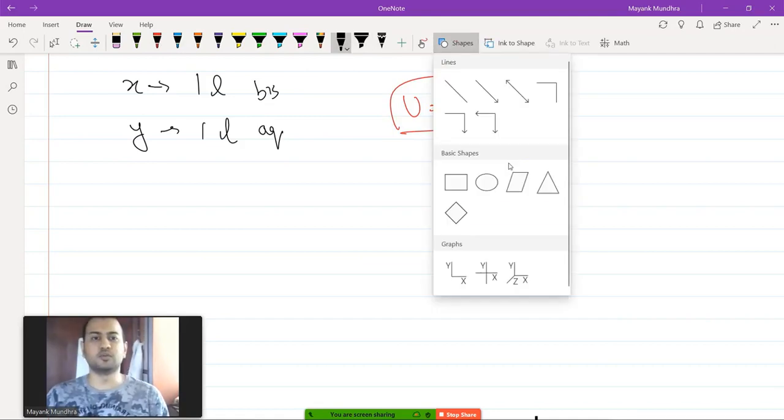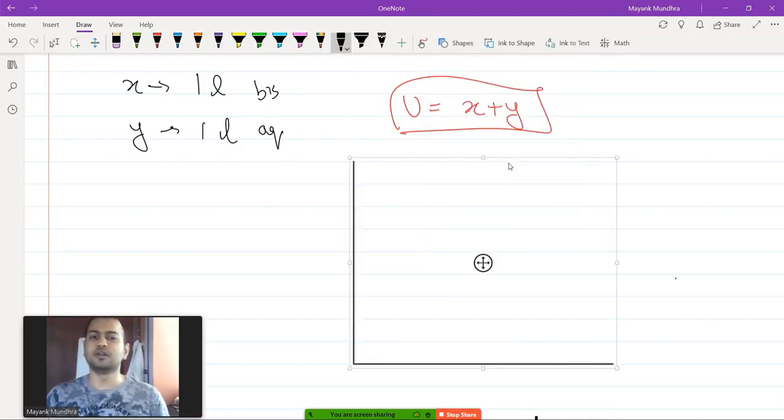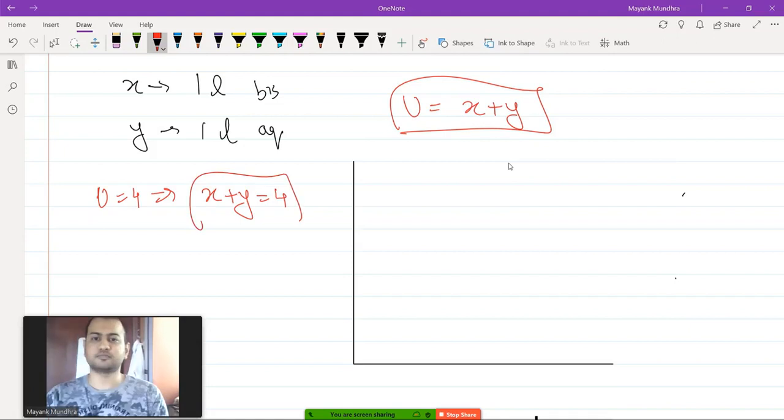So if you look at the shape of the utility function in this situation, when we are drawing shapes, let's say you take some random utility number, let's say a utility level of 4. What is the shape for utility level 4? Utility level 4 means x plus y must be equal to 4.